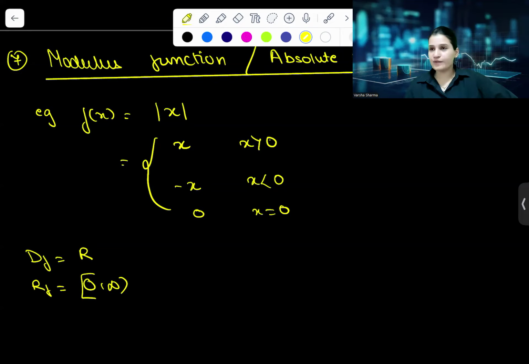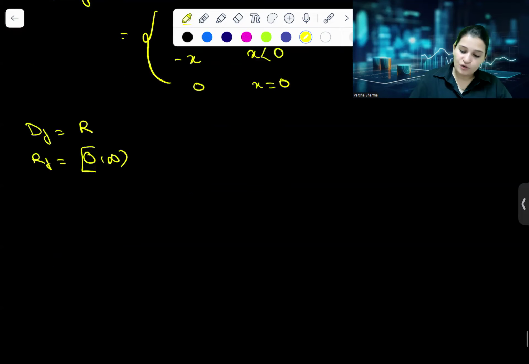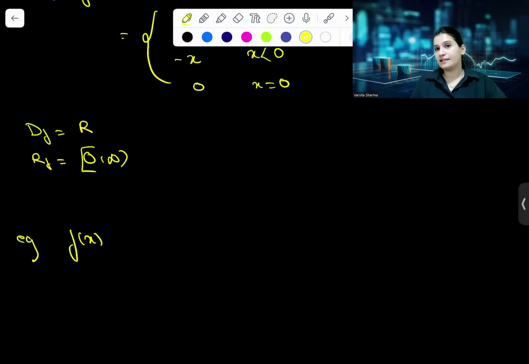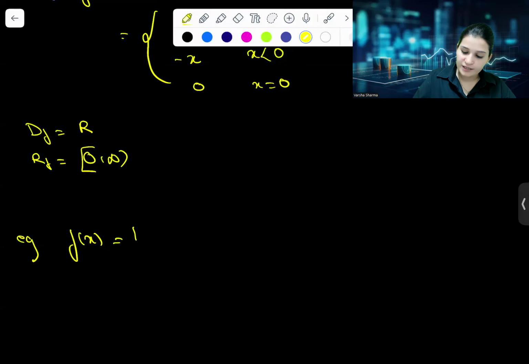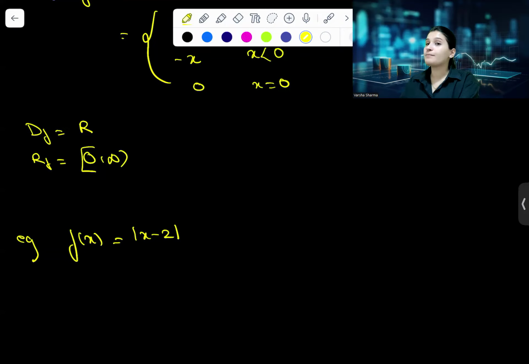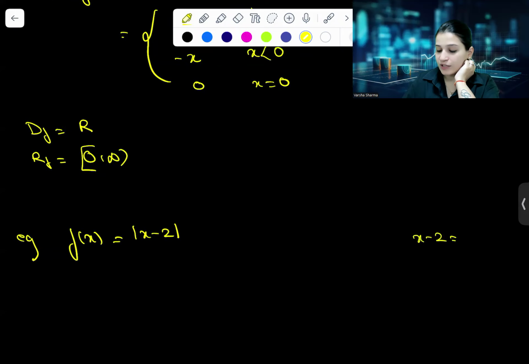For every modulus, usually this is the case. Suppose my function would have been, we will need this again in the later chapters, mod x minus 2. Then what we will find first is which number makes it 0. So x minus 2 equal to 0, x will be 2.